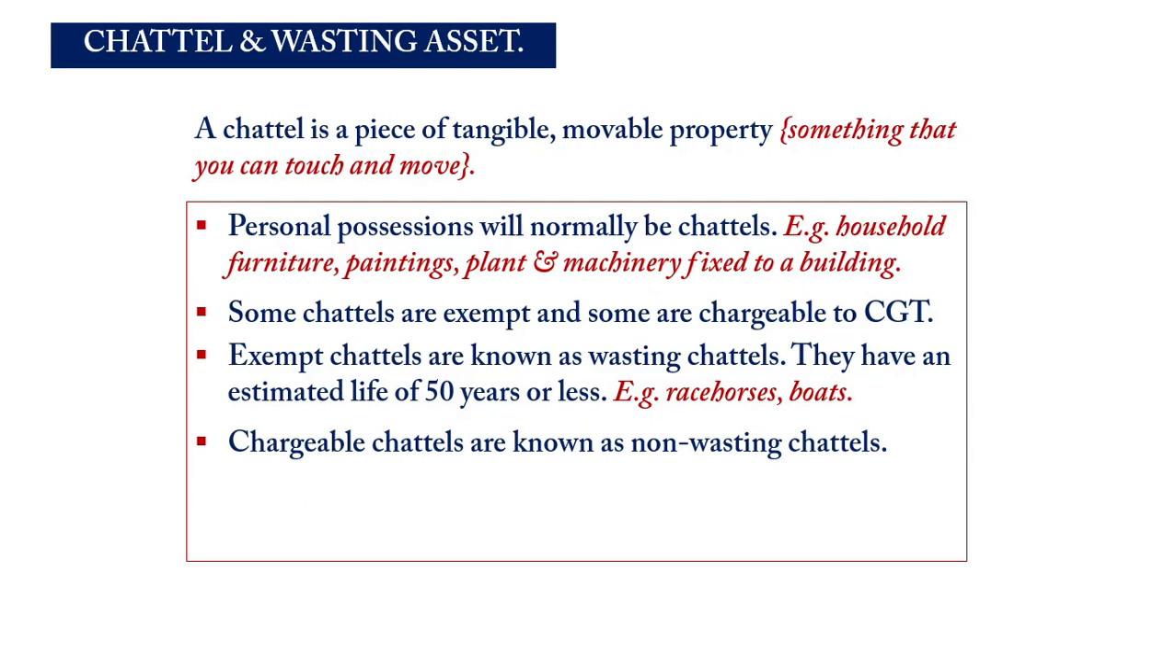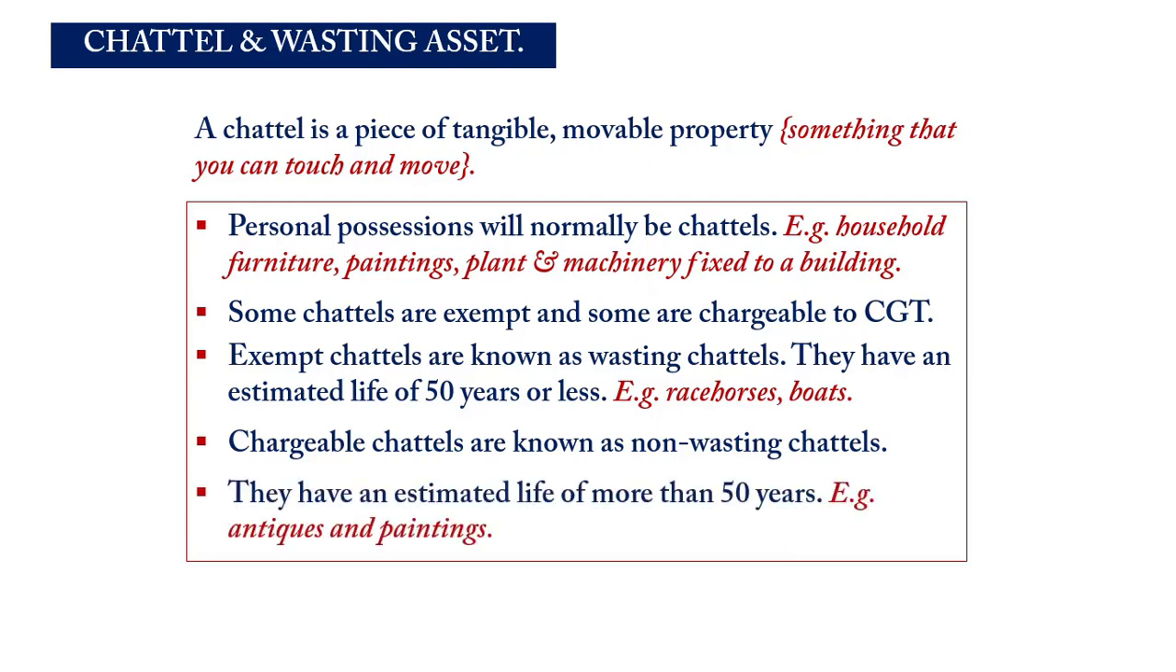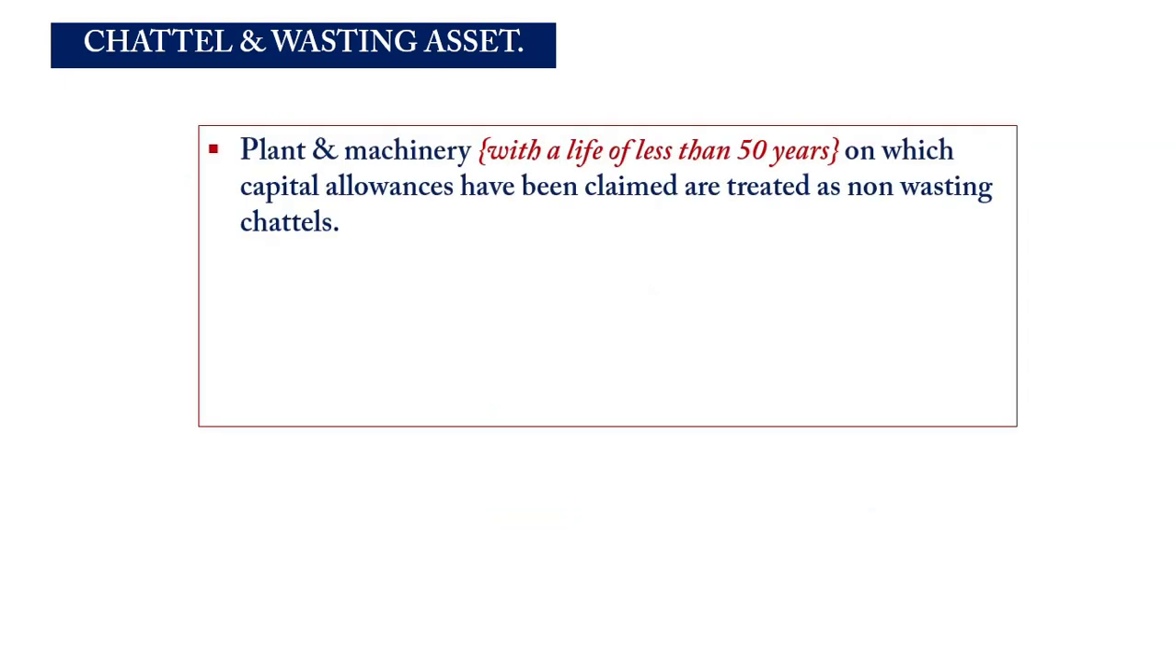Now, chargeable chattels are known as non-wasting chattels. These are normally supposed to have a useful life estimated to be more than 50 years. So you have antiques, paintings, and stuff like that. In the examination, when they mention a wasting chattel, you are not supposed to charge tax on it. So plant and machinery, which has a useful life of less than 50 years under normal circumstances, is a wasting chattel and not to be charged capital gains tax.